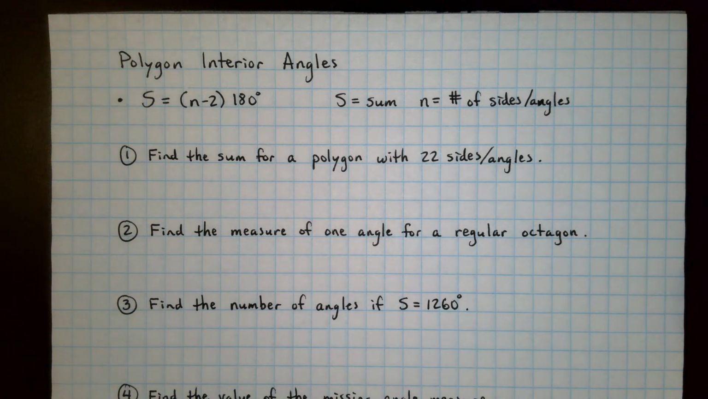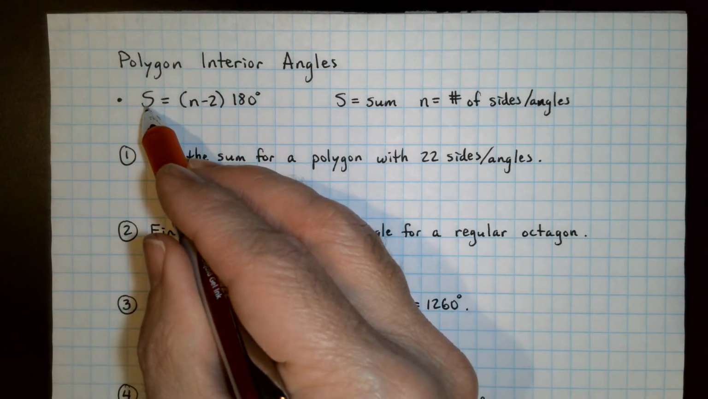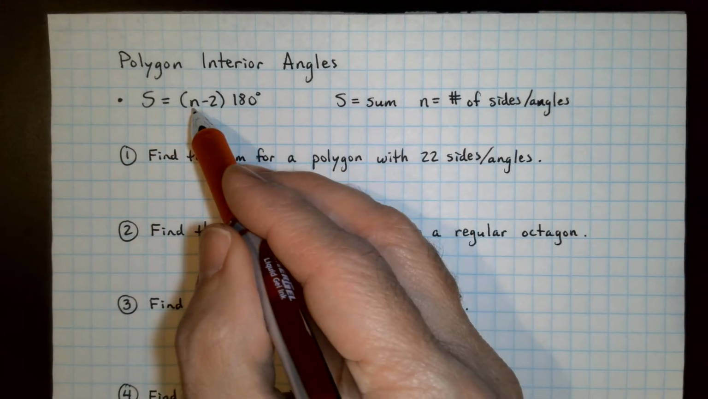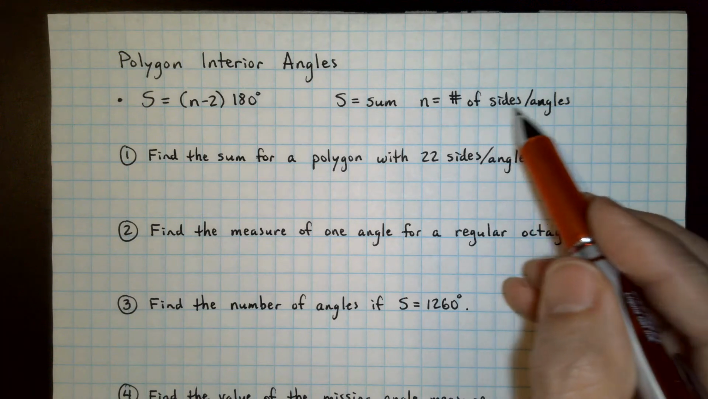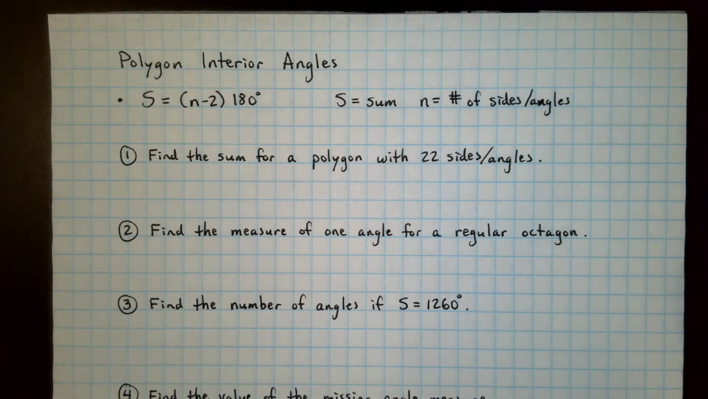When dealing with the interior angles of a polygon, there's one formula that's really important for us here. S, which is the sum of the interior angles, is equal to n minus 2 times 180, where n is the number of sides or angles in that polygon. Well, we can use that to answer several different types of questions.